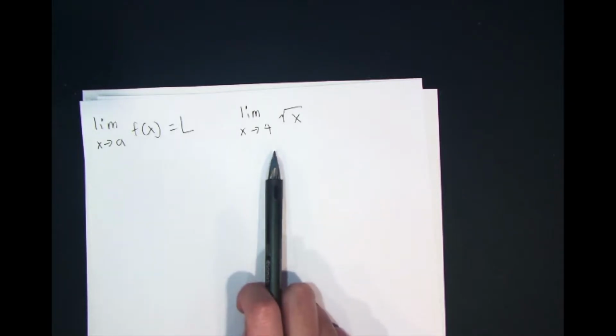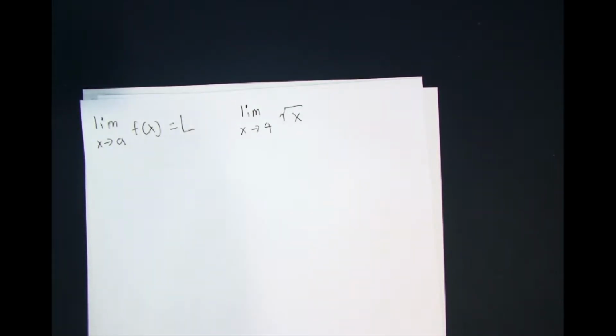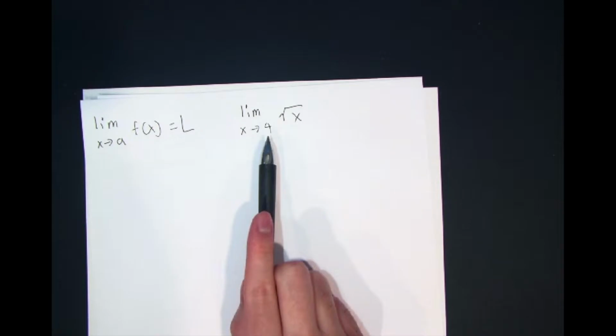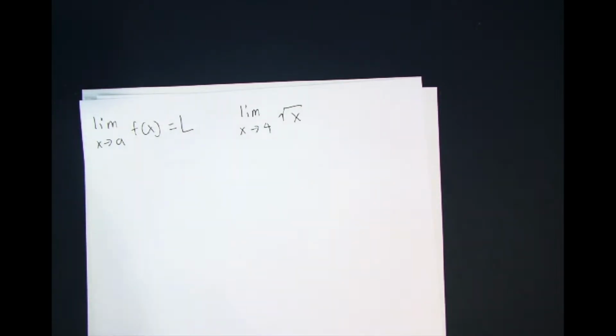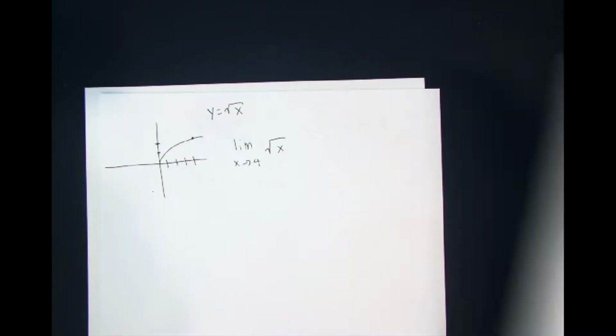So here we have an example of a limit. It's the limit as x approaches 4 of the square root of x. So a is always going to be a constant. In this case, it's 4. And the f of x is always going to be a function. But what exactly is a limit asking?